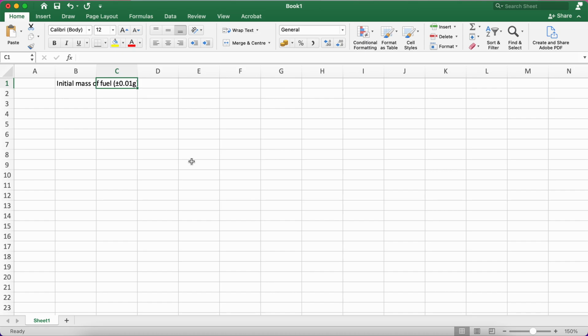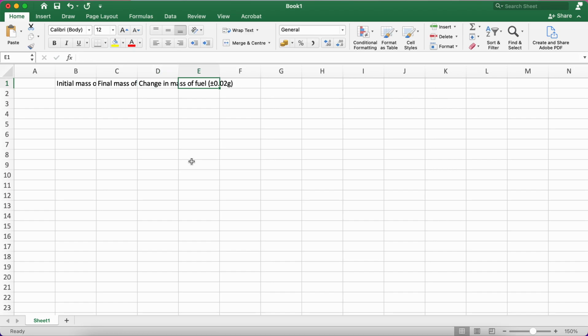I'm also going to measure the final mass of fuel. This is also going to be given to 0.01 grams. And I'm going to be measuring the change in mass of fuel. Now, because the change in mass of fuel is going to be calculated by subtracting the initial mass from the final mass, because it's a subtraction, we have to add the uncertainties of the two. So this is going to be 0.02 grams.